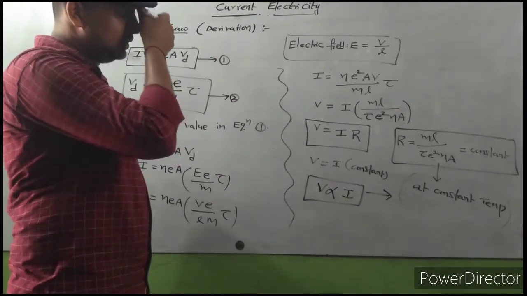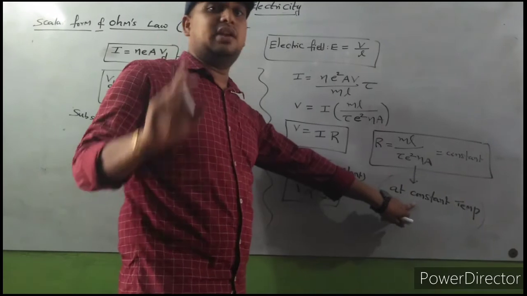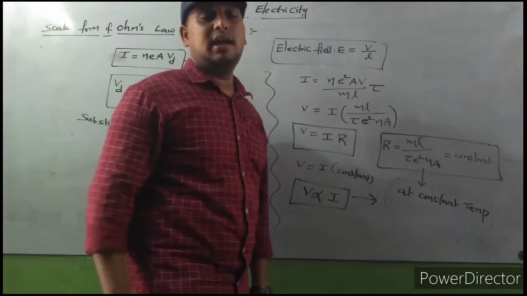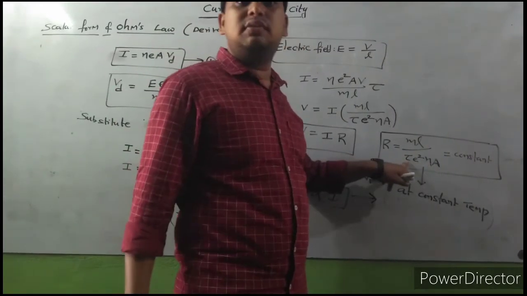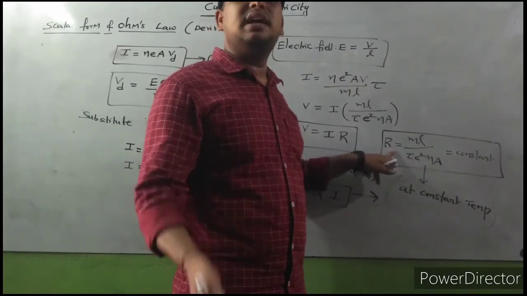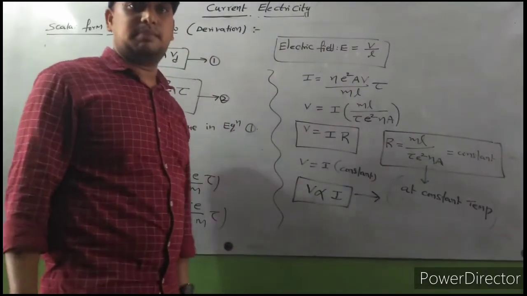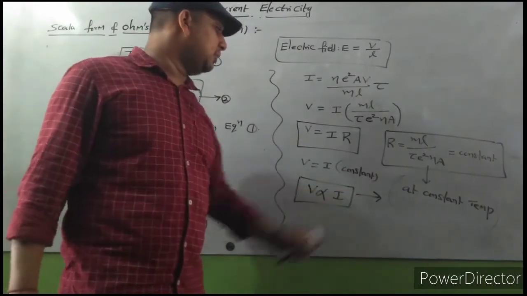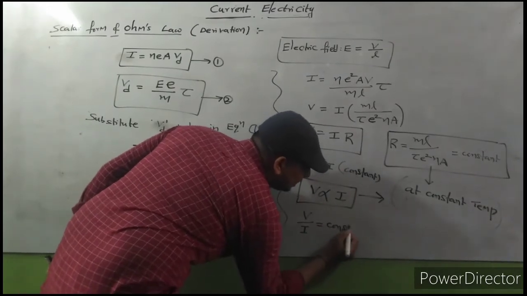This is very, very important. When the R value is constant, only if temperature is constant is the R value constant. If temperature is not constant, what will happen? If temperature varies, the N value will vary and the tau value will vary. If N and tau vary, resistance will vary. If resistance varies, it does not satisfy Ohm's law. When Ohm's law is satisfied, V is directly proportional to I. And one more thing, V by I is equal to constant.